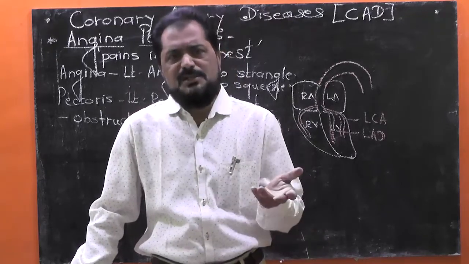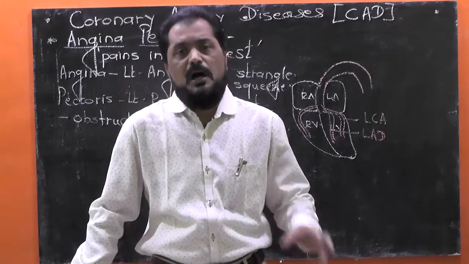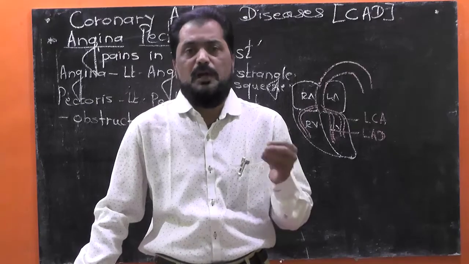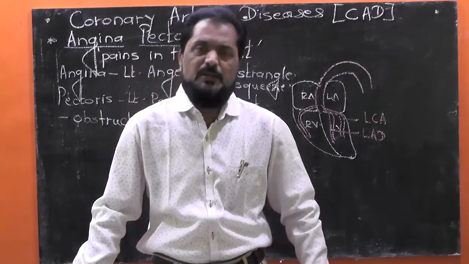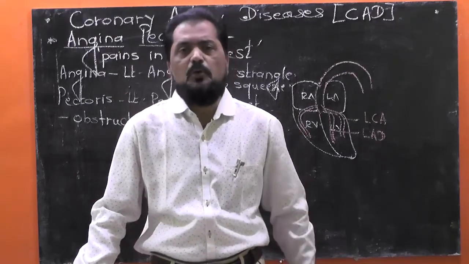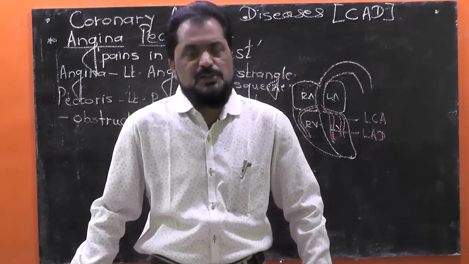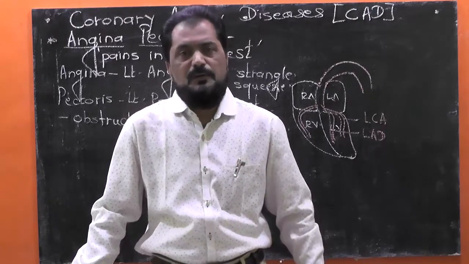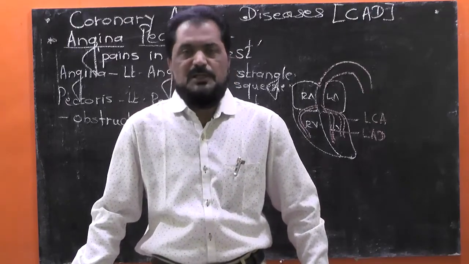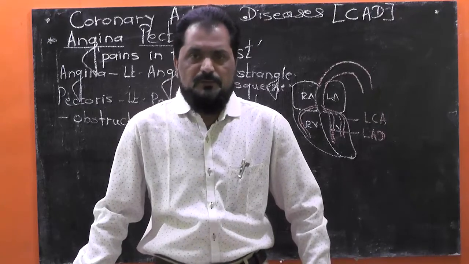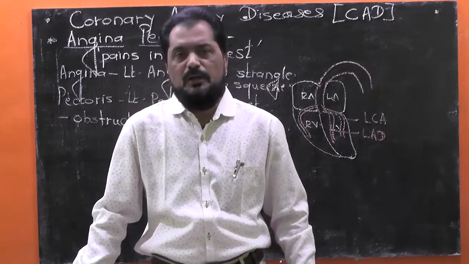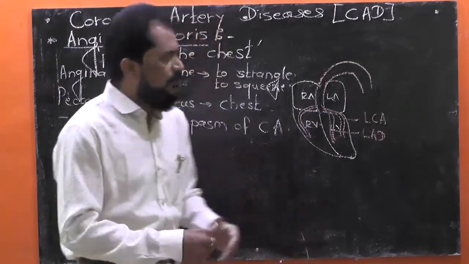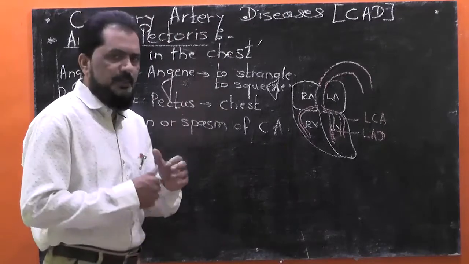Because during exercise, during exertion, the heart muscles require more and more supply of oxygen, more and more supply of nutrients, and whenever this demand for more oxygen and nutrients does not get fulfilled, then that person feels such type of pains. Of course, the angina can be relieved by rest or by taking different blood thinning medicines. So here we have discussed the meaning of angina pectoris.